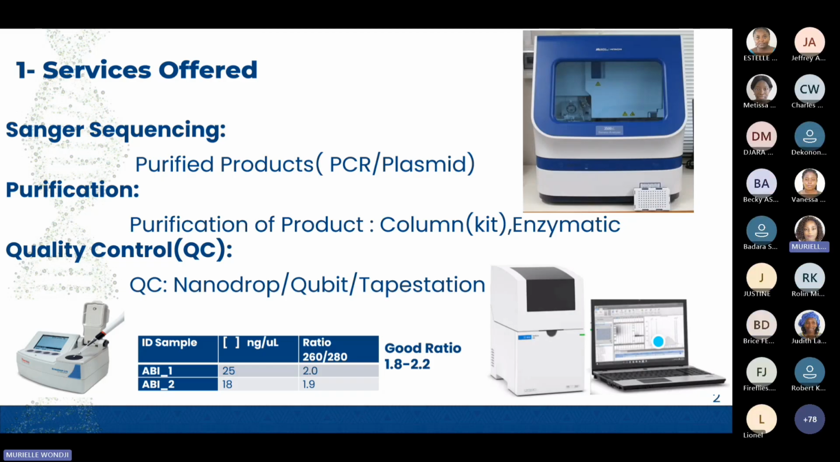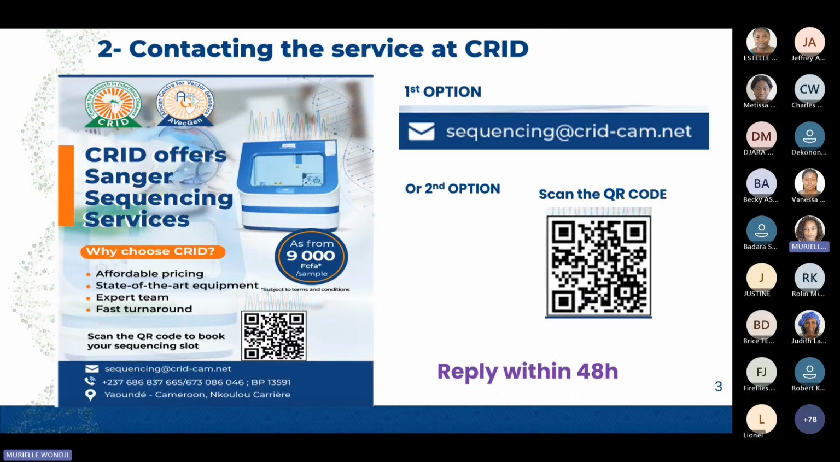Concerning the purification method, we do have the column kits or the enzymatic that is available. For the QC, we can use the NanoDrop, the Qubit, or the TapeStation, depending on the products that you want to sequence. The size as well matters.